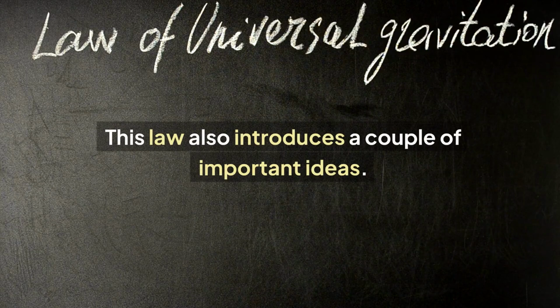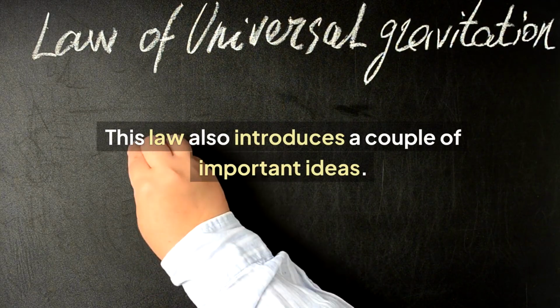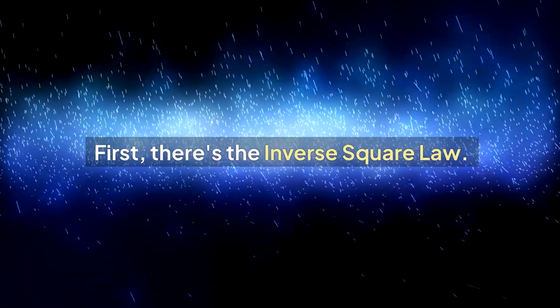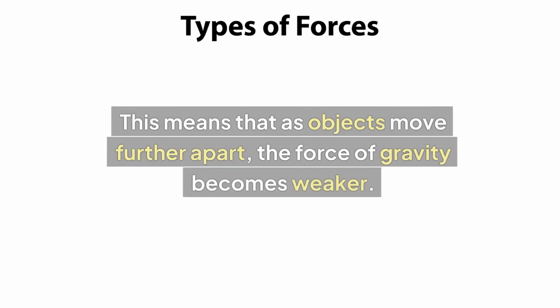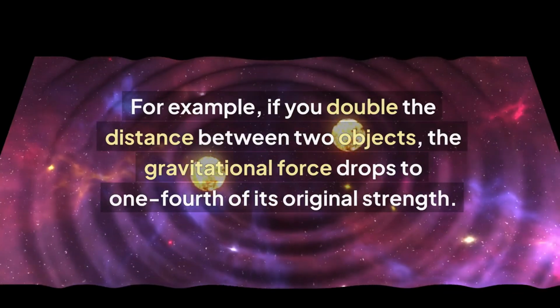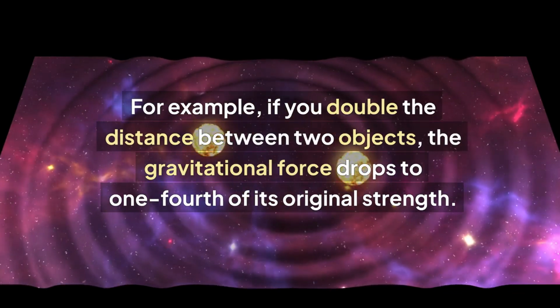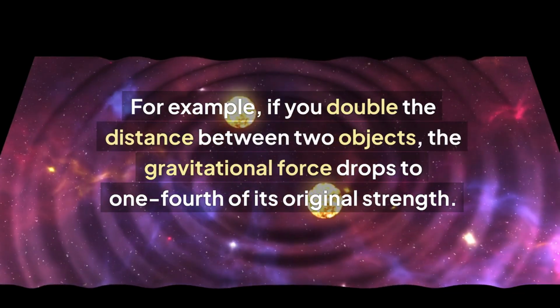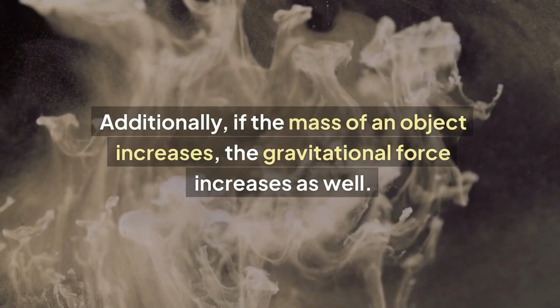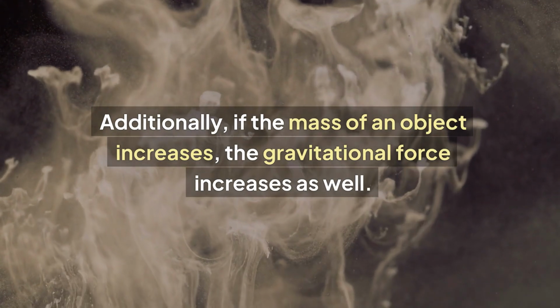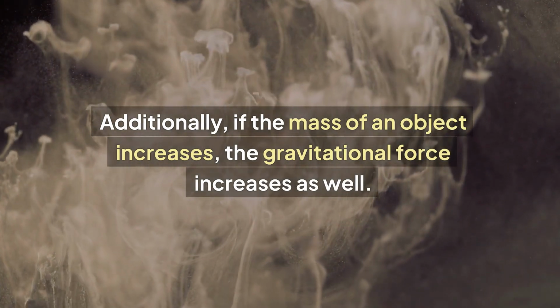This law also introduces a couple of important ideas. First, there's the inverse square law. This means that as objects move further apart, the force of gravity becomes weaker. For example, if you double the distance between two objects, the gravitational force drops to 1/4 of its original strength. Additionally, if the mass of an object increases, the gravitational force increases as well.